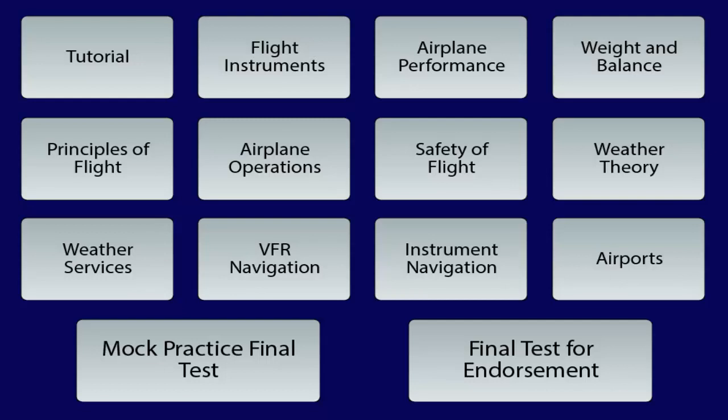From the main menu, we can actually practice a full test. All we need to do is select Mock Practice Final Test, and we will be presented with a 60-question quiz that simulates an actual FAA test. When we feel confident that we can ace the test, we can click on the Final Test for endorsement, where after successfully completing the 60-question quiz, the results will be emailed to our staff, and within the hour, you will receive the required sign-off, the endorsement, to take the actual test.